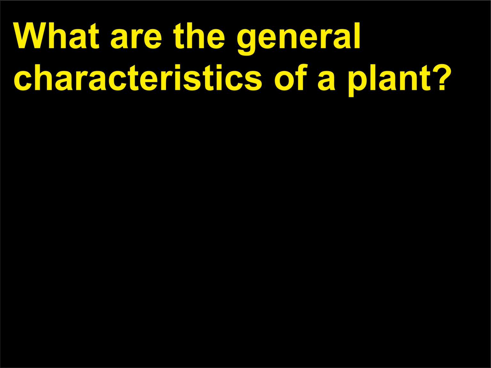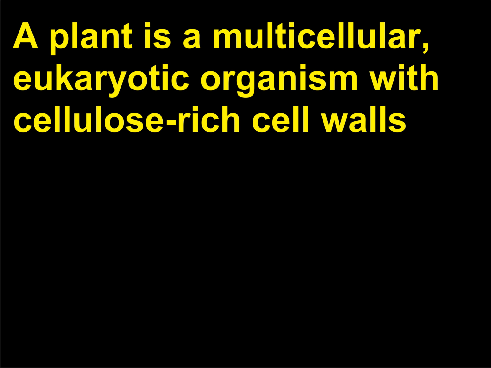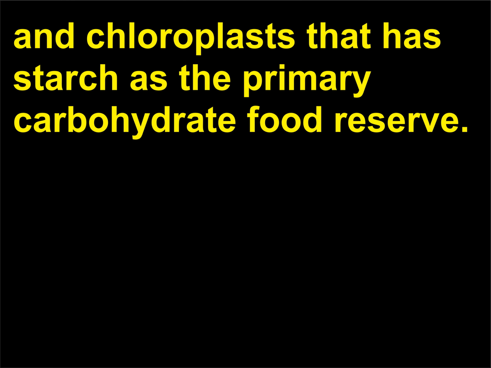What are the general characteristics of a plant? A plant is a multicellular, eukaryotic organism with cellulose-rich cell walls and chloroplasts that has starch as the primary carbohydrate food reserve.